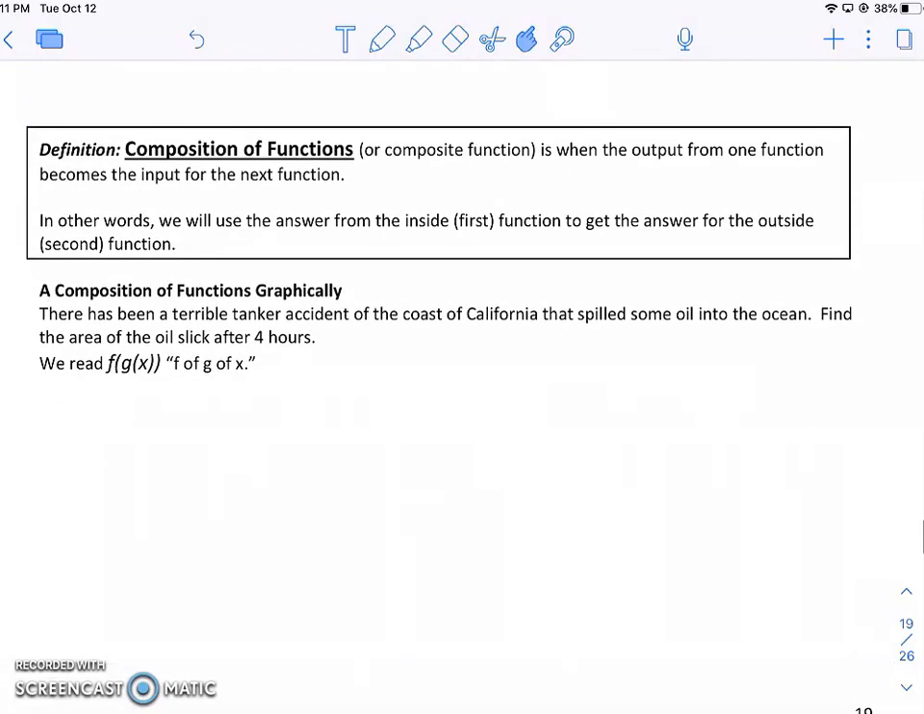Today we're going to talk about composition of functions, or a composite function. It's when you combine two outputs, so the output from one function becomes the input in the next. You're taking the answer to one problem and putting it inside the other. So let's take a look at this graphically.